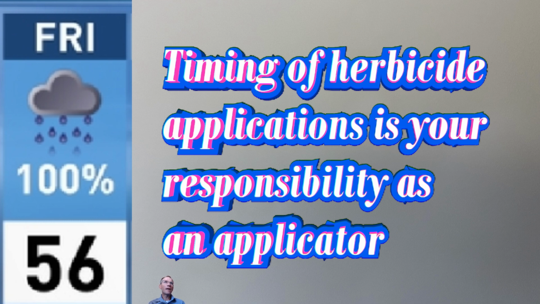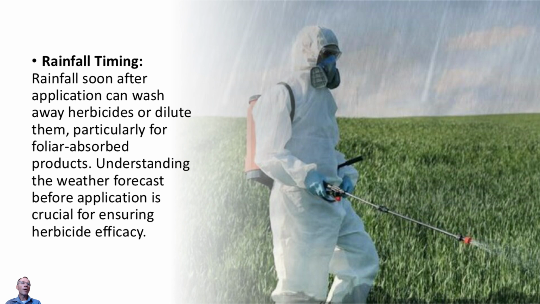As you can see, timing of herbicide applications is your responsibility as an applicator. Whether you're at a technician level, a certified supervisor, or a certified operator, you're the one making those decisions. You need to really watch the weather and think about what you're doing so you make correct applications at the correct time to make sure they're as effective and as safe as possible. Rainfall timing: rainfall soon after application can wash away herbicides or dilute them, particularly for foliar absorbed products. Understanding the weather forecast before application is crucial for ensuring herbicide efficacy.